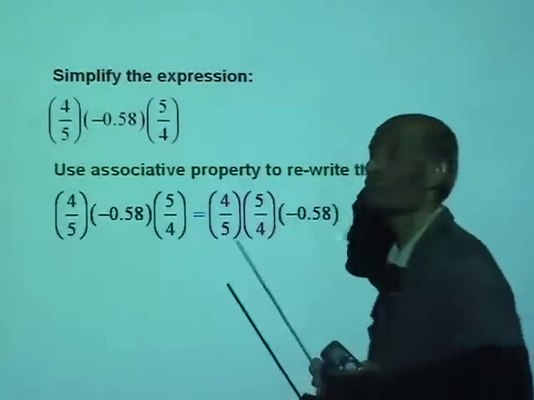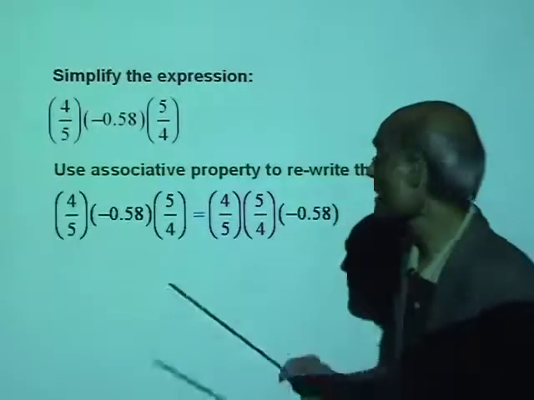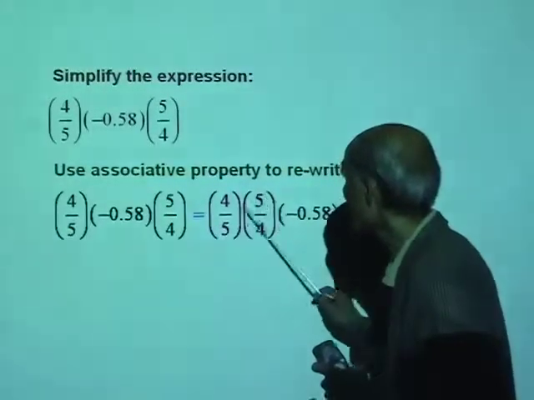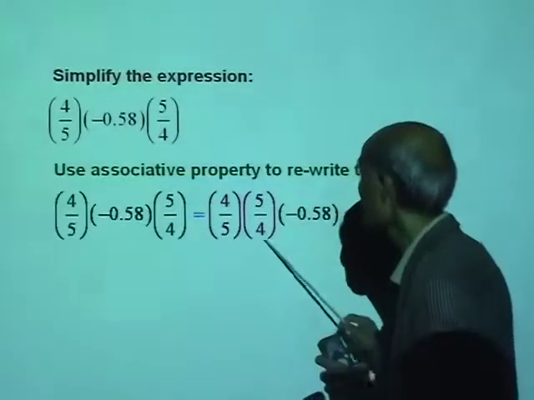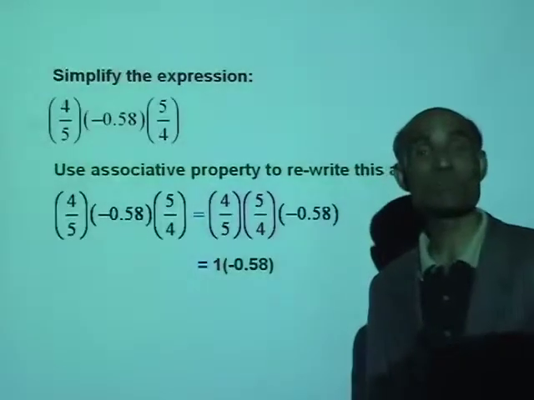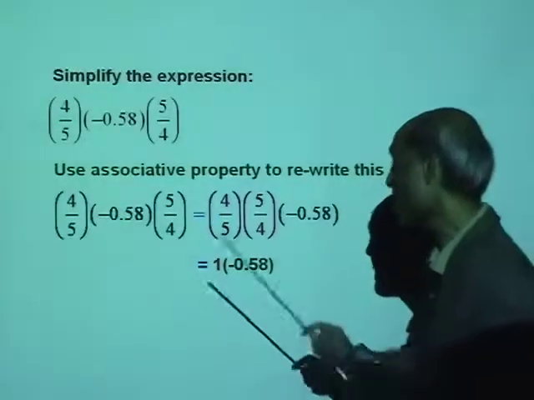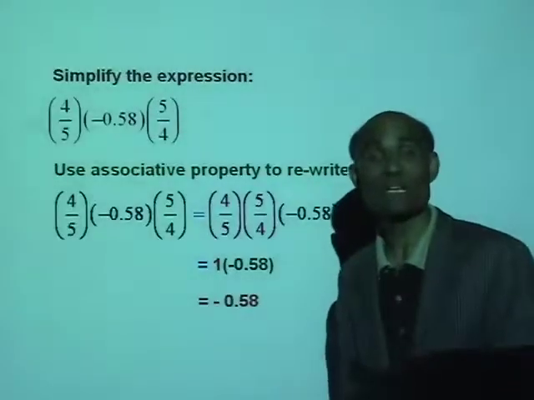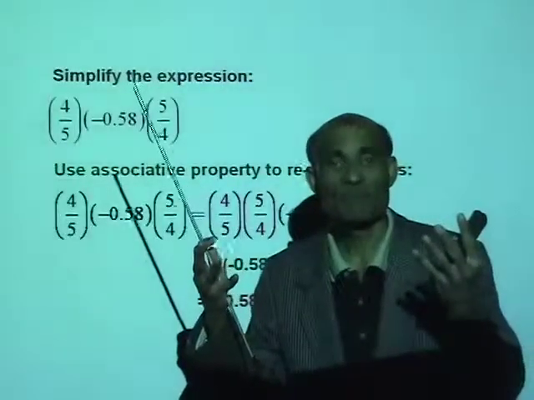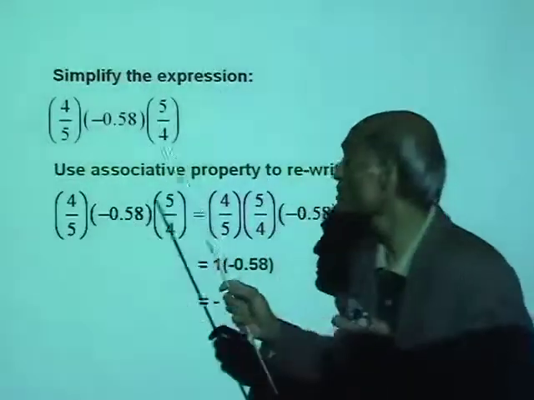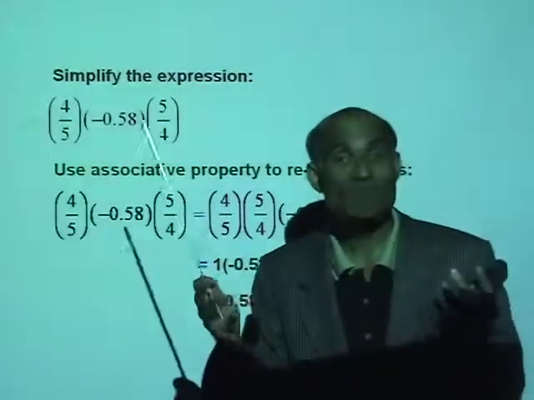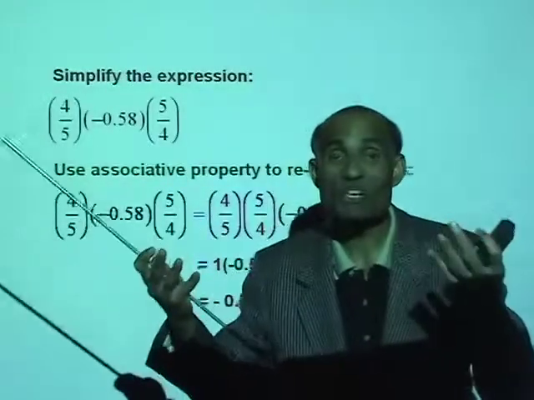What is the value of this? What is 4/5 multiplied by 5 over 4? It is 1. You see 5 and 5 goes, 4 and 4 goes. This is 1. So it is now 1 multiplied by negative 0.58, and that will be negative 0.58. So when you looked at it first, you thought that was very difficult. Now, when you rearranged it using the associative property of multiplication, it became very simple. You see, all these properties are very useful to us.